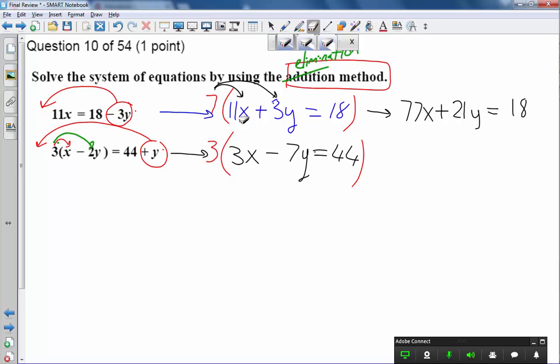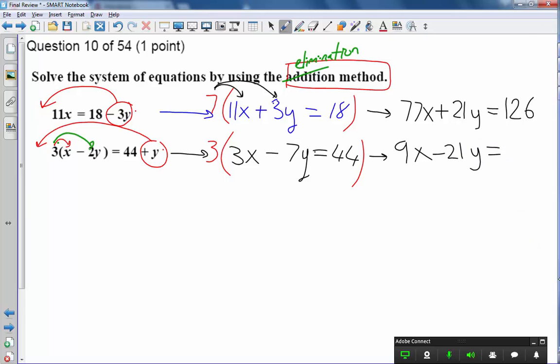We can't just multiply the left side and leave the right side alone. It's not fair. To keep things in balance, you need to multiply 18 by 7 as well, and we will get a total of 7 times 18, 126, right? Okay, how about the second part? 3 times 3, 9, minus 21y equals 132. Agree?